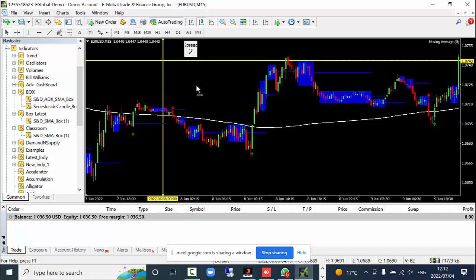Let's say we have $1,036. We want to risk 1% on a trade. 1% of this will give me $10.36. Okay? Now, how many pips is my $10 going to give me? At what rate of exposure do I want to trade? For example, if I do my 1% as 0.1 lot, that means I need 10 pips. Do you understand that?